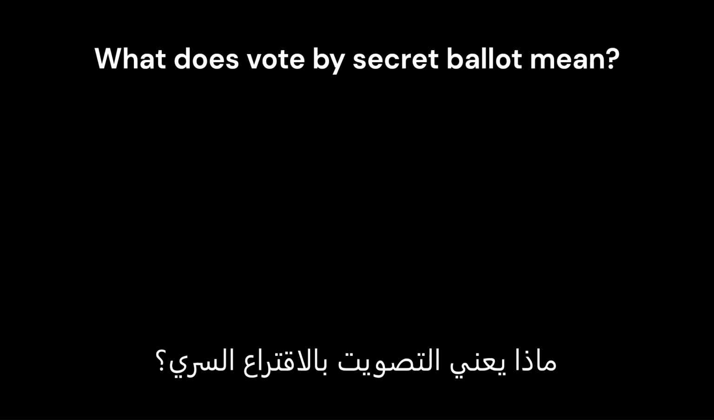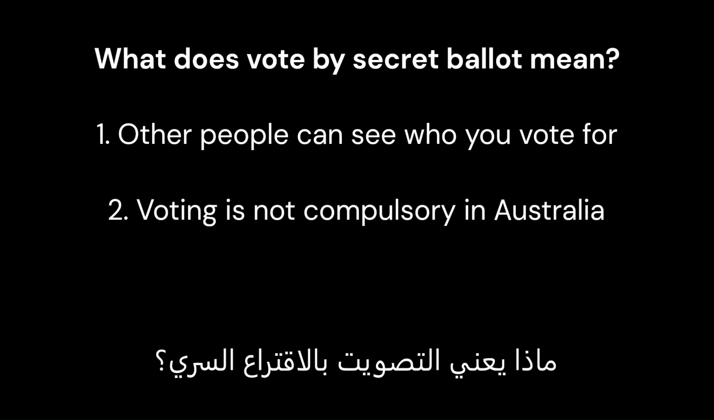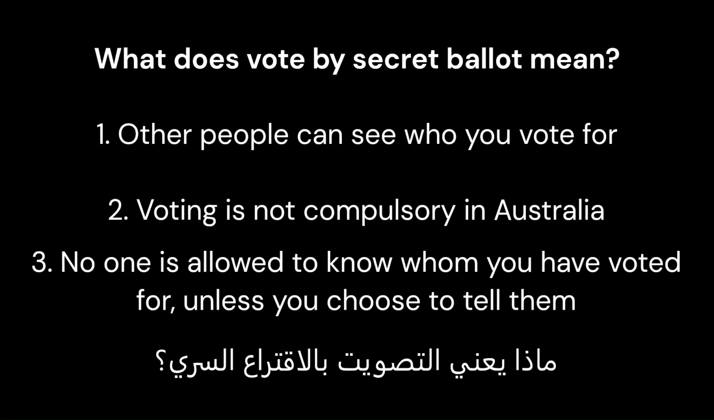1. Other people can see who you vote for. 2. Voting is not compulsory in Australia. 3. No one is allowed to know whom you have voted for, unless you choose to tell them.